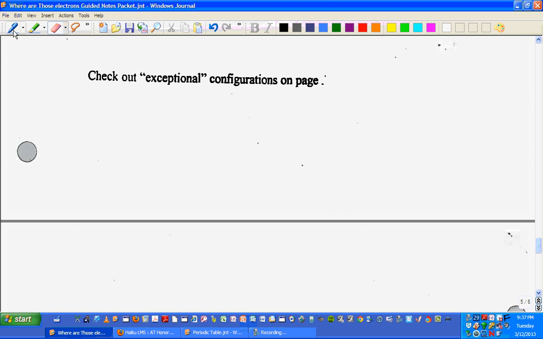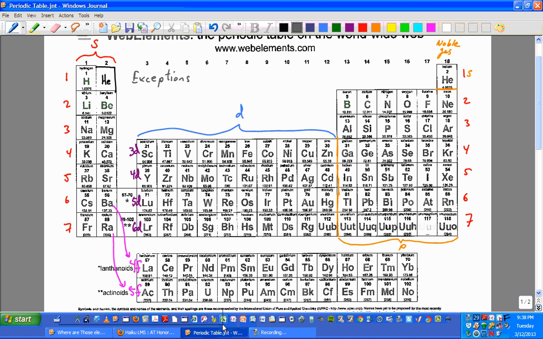You can make these notes on this page here where it says exceptional configurations on page whatever. Don't worry about it. We're just going to go through exceptional configurations. You'll take your notes here. I'm going to do this on my periodic table, but you can take your notes here for this. So I'm going to the periodic table, exceptions.